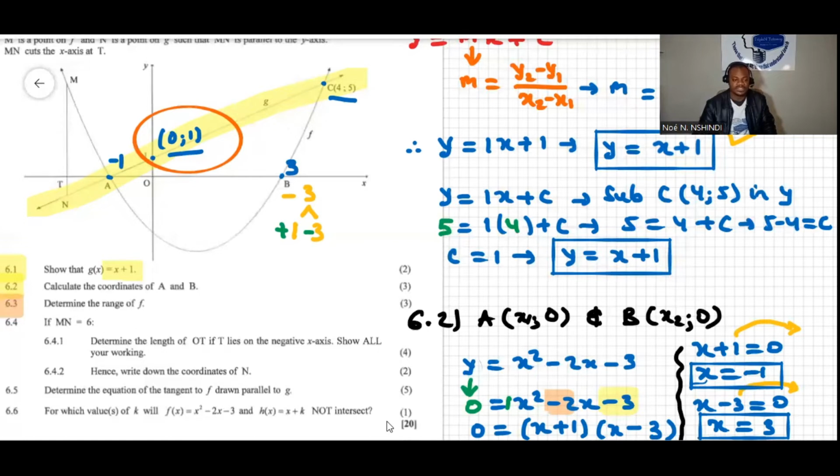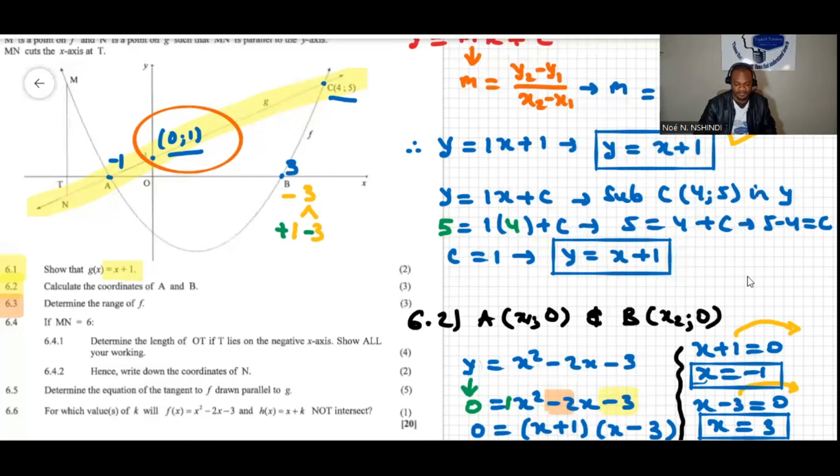Now, the following question is question 6.3. The question says to determine the range of f. Well, you know that this is a parabola, okay? f of x is a parabola. So now, this parabola has a U shape, meaning it has a minimum value. So it's all the values that are at least the minimum value here.